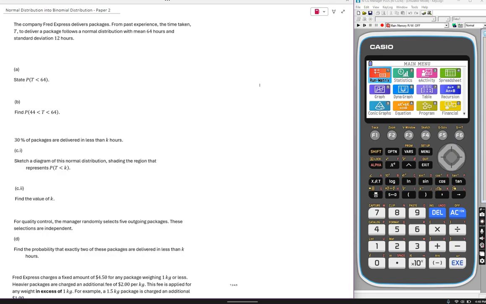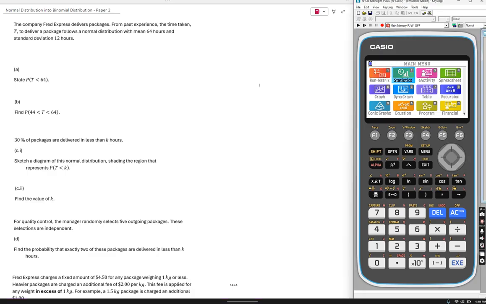The company Fred Express delivers packages. From past experience, the time taken T to deliver a package follows a normal distribution with a mean of 64 hours and a standard deviation of 12 hours. So from the question, it's immediately clear it's a normal distribution. Part A states the probability that T is less than 64.